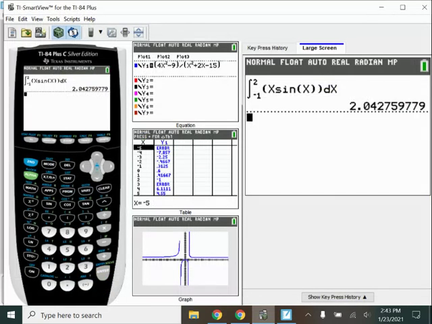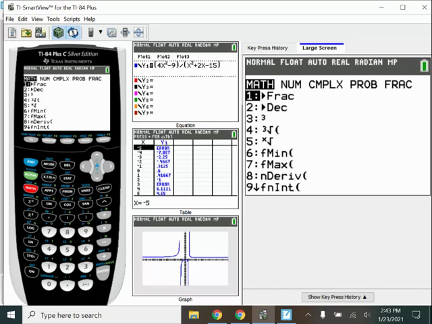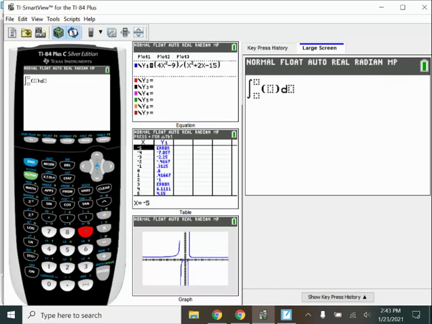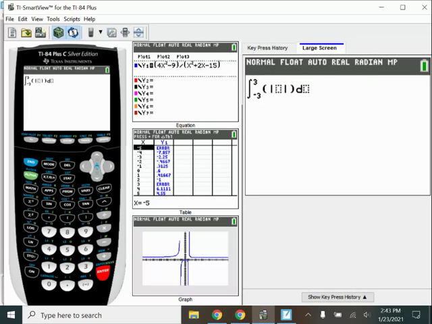So let's pull up our calculator and take a look at that. So math 9, -3 to 3 of absolute value, which is math, over to NUM, hit enter. If you have one of the older calculators, you would see an ABS here. So that's x cosine 2x. I'm going to close that parenthesis and then get out of that absolute value. And my variable of integration is x.